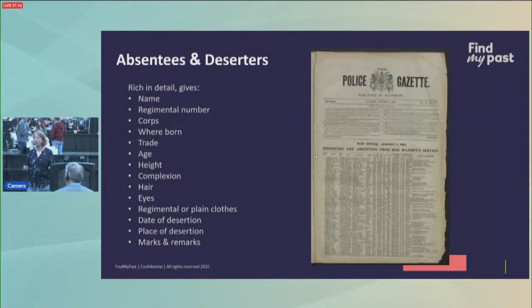This was an incredibly severe conflict. There were a lot of mental health issues happening, so men walked away from the field all the time. These records are extremely rich in detail, and you can see all the different types of information provided.